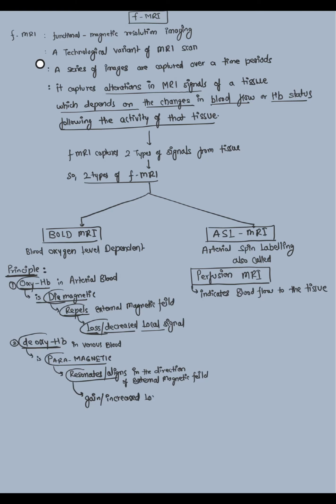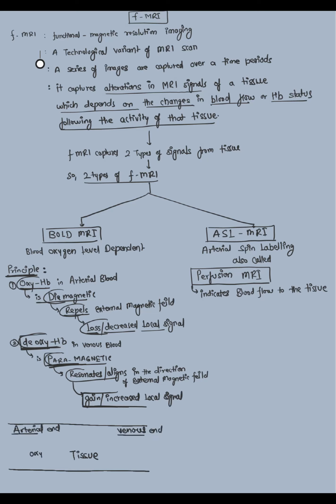So this is the tissue, this is the arterial end, and this is the venous end. In the arterial end the oxyhemoglobin is there, in the venous end the deoxyhemoglobin is there. If you apply the external magnetic field, it goes away from the oxyhemoglobin, so it produces a signal void, and towards the venous end it goes through the deoxyhemoglobin, so there is a signal gain. So this is the basis of functional MRI, and this is the principle also.